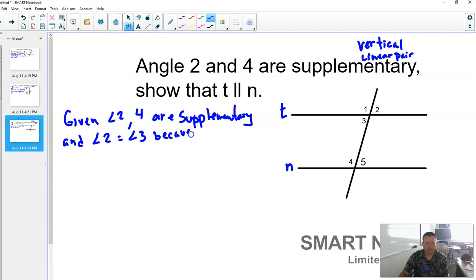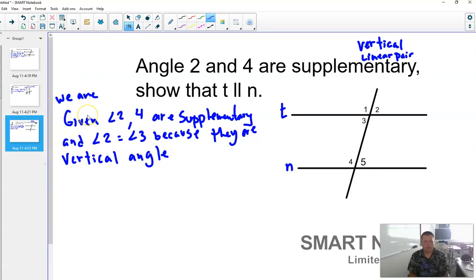because they are vertical angles. We should say we are given this. Okay, so I want to state that.